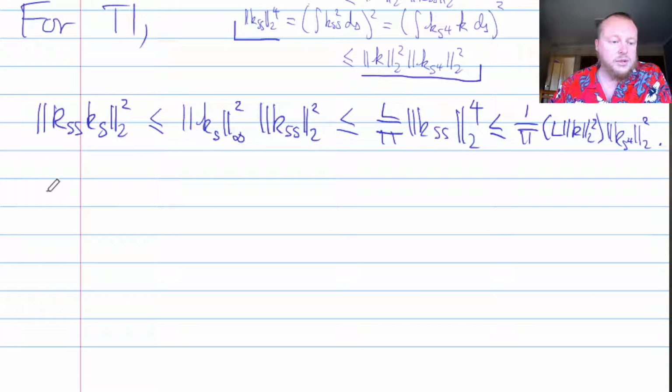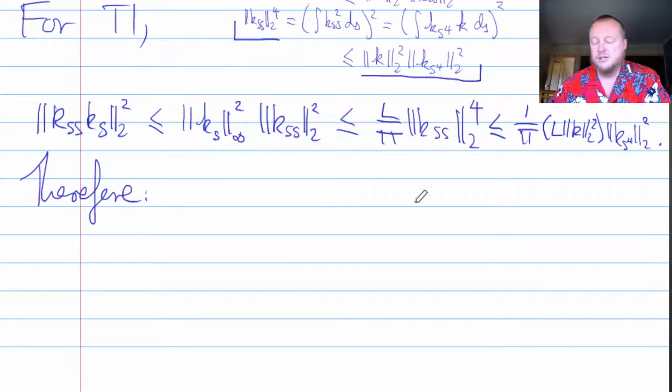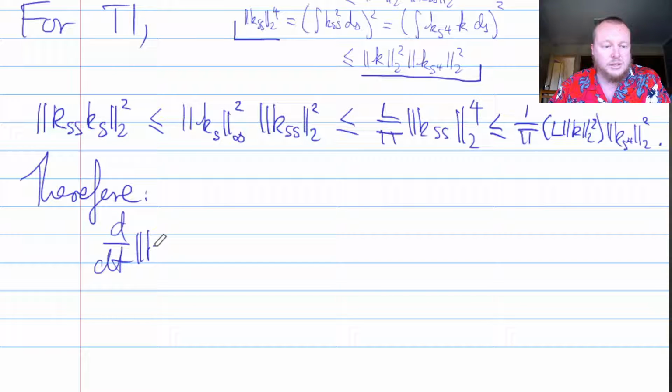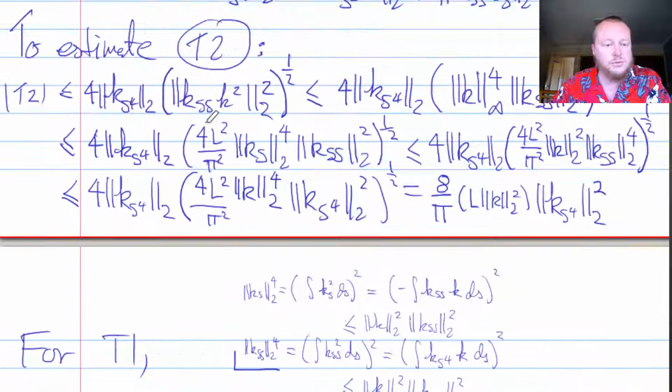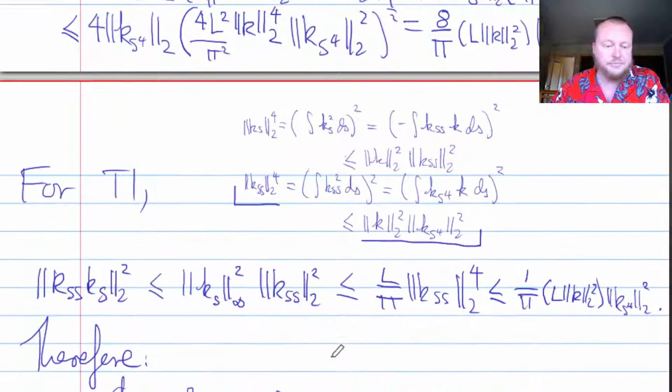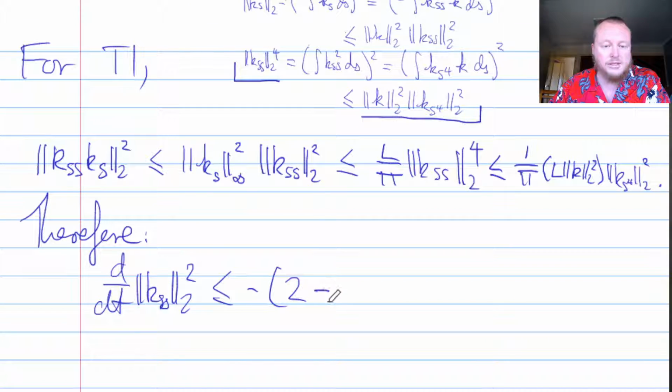So now, putting everything together, we're going to get our estimate, and it's actually not going to be that bad. So d/dt of ‖K_ss‖² is going to be smaller than or equal to minus, and then you've got the 2 from the good term, minus. And now both of these estimates have a common factor of our quantity, so I'm just going to take that up front.